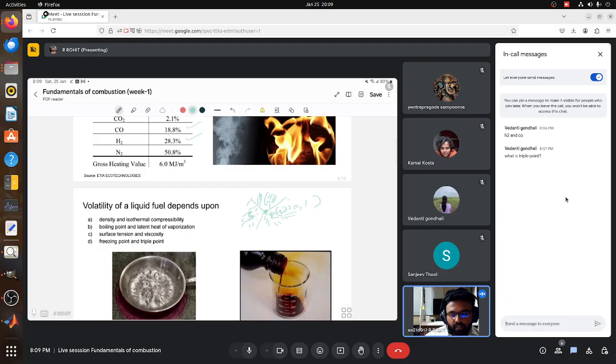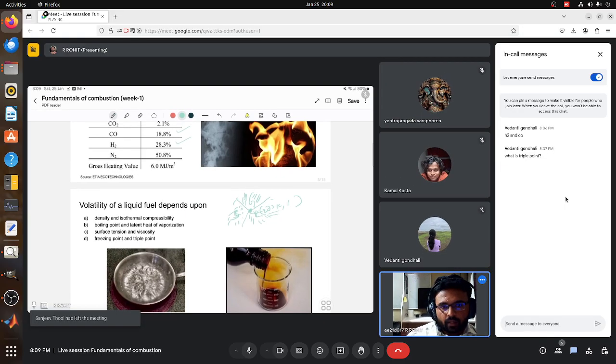Or does it depend on the freezing point? Or does it depend on the surface tension and viscosity? We discussed the theory a few minutes back. Any guesses? What could be the answer? Just try it out. Don't worry if it's wrong or correct. You can type your answers in the chat if you are not ready to speak.